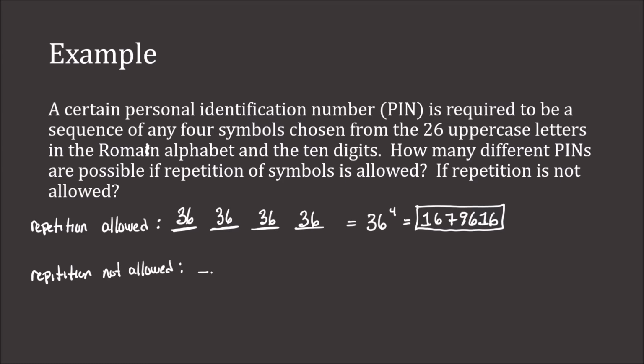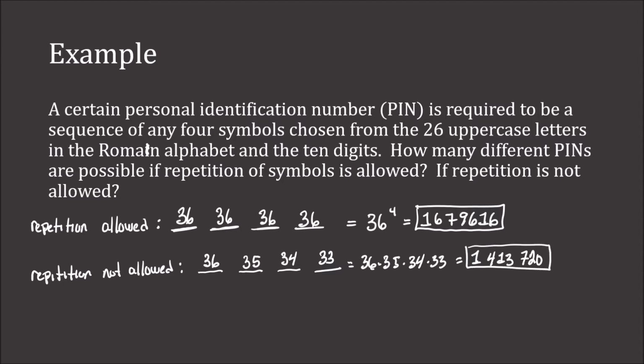Well, there's still 4 symbols we have to choose. We still have 36 choices for the first, but now repetition is not allowed. So the second one, we have 1 less to choose from. The third, we now have 1 more less, and the fourth is another 1 less. So this is 36 times 35 times 34 times 33, and this is 1,413,720. So without repetition, there's 1,413,720 unique PINs that can be created.